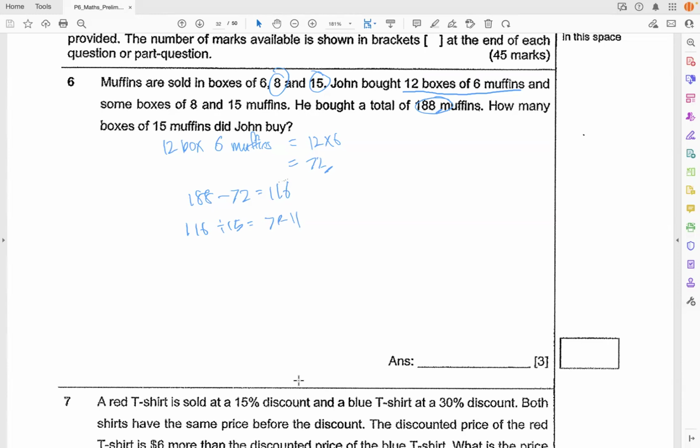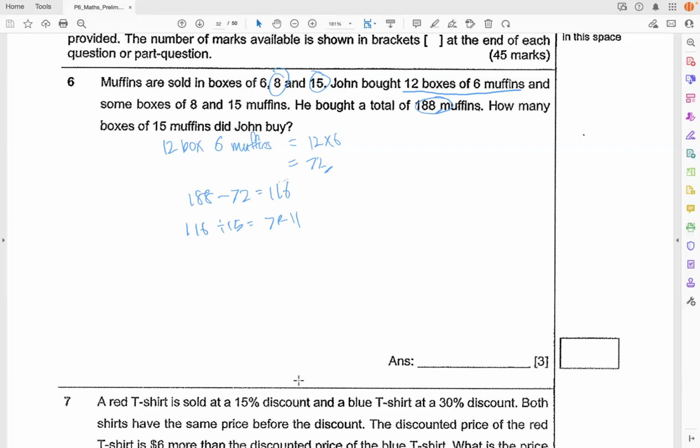So this 11 doesn't fit into 8. Correct? So, in other words, John couldn't have bought 7 boxes of 15 muffins, because if he has a remainder 11, there's no way that fit into a box of 8, right? Or another box of 15. So no way. Now let's do another try.